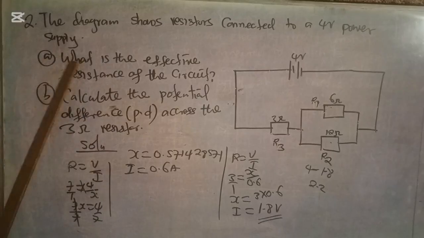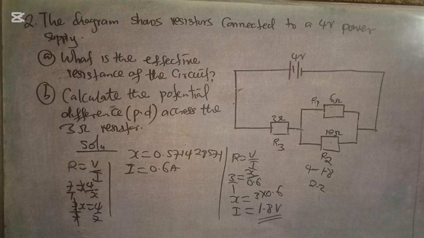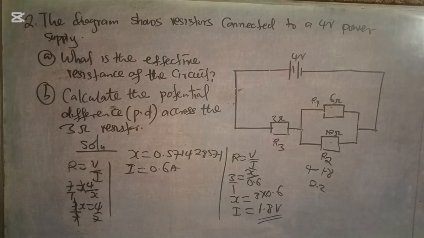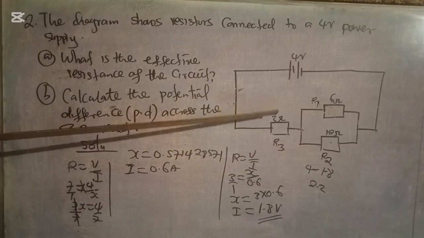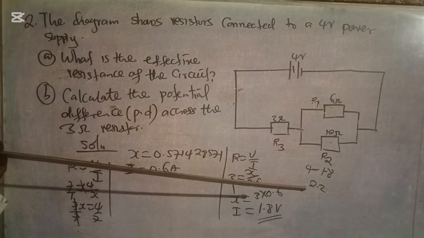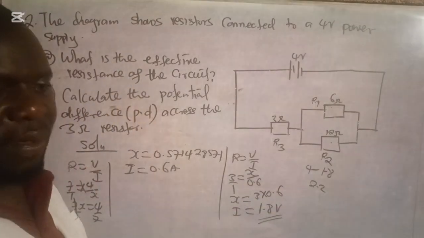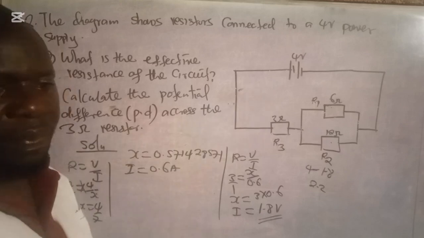Now, if the question asks you to find the time, such as in 2 seconds, they can't just ask for time as of now, unless they ask you to find maybe the charge, the energy, etcetera. But for now, they cannot ask you to find time. Clear?